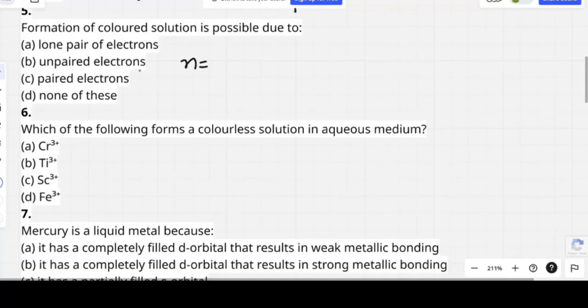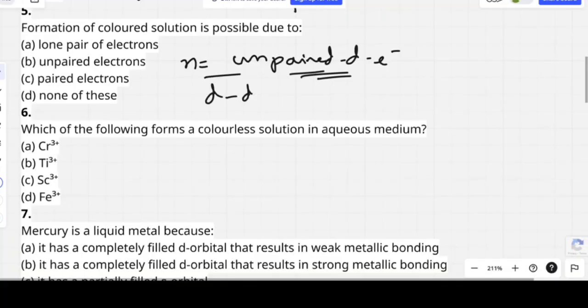Transition elements exhibit color because of the presence of unpaired d electrons. These unpaired d electrons undergo d-d transition, and then they exhibit color. So to exhibit color, they must contain unpaired d electrons. So option B is correct here.